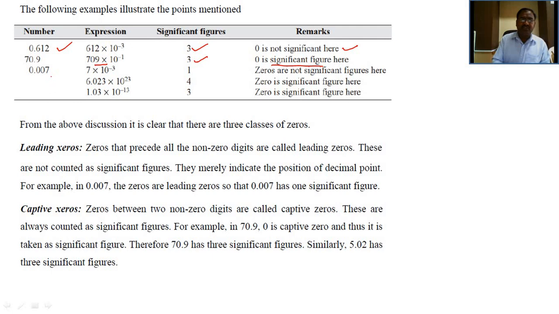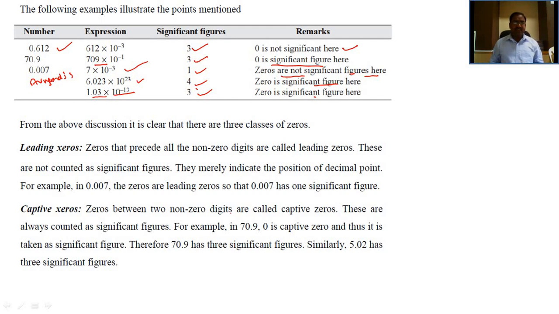Here, 0.007 is expressed as 7 into 10 to the power of minus 3. Here, having only 1 significant figure. The zeros are not significant here. 6.023 into 10 to the power of 23 is scientific notation, or Avogadro's value. In Avogadro's value, we consider all digits significant. Here, 4 is significant, and the 0 is significant here. Here, 1.03 into 10 to the power of minus 3, the 3 digits are the significant figures.